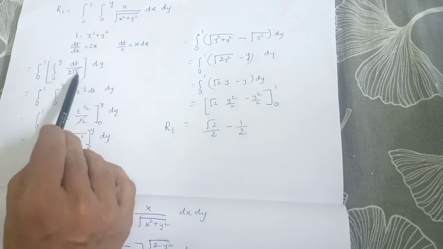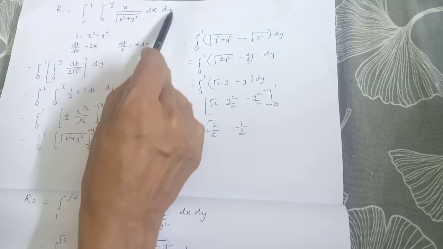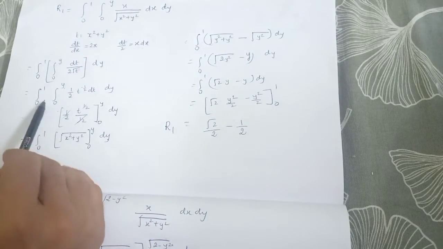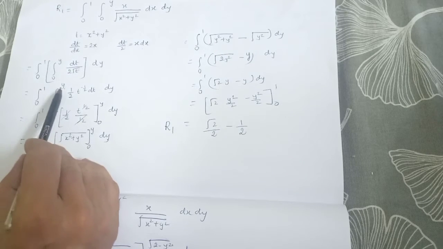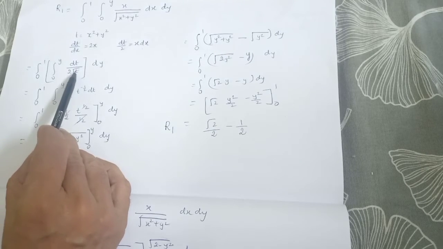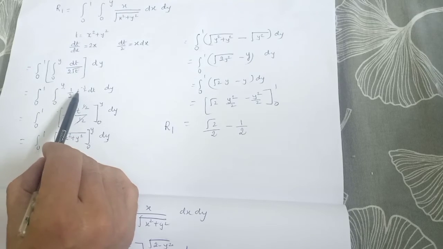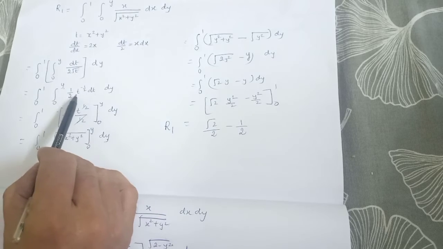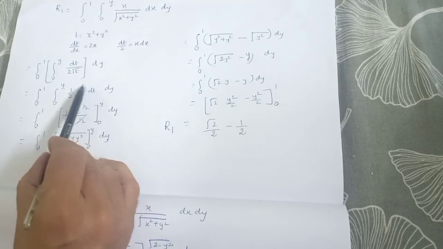x square plus y square is t. dy. Outer integral 0 to 1, inner integral 0 to y, 1 by 2 root t is t to the power minus half dt dy. Now we integrate with respect to t.